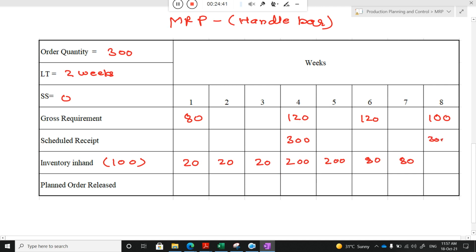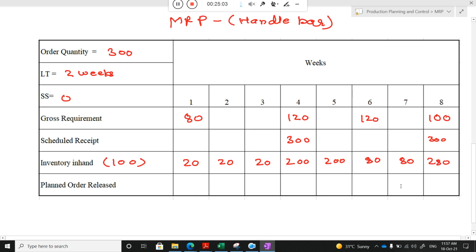Okay, I received that particular order. What I need to do, I will discuss later. So 300 I received. Just assume that I received 300 because of the requirement at week 8. So can you tell me what is in hand? 280. Very good. So like that your production, I mean MRP, will work. Okay, so now this is all the calculation.